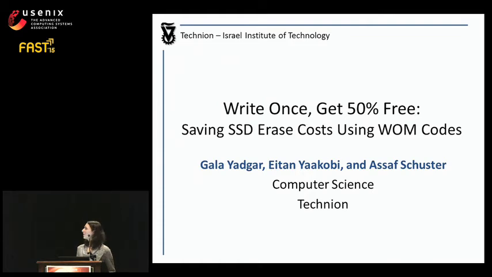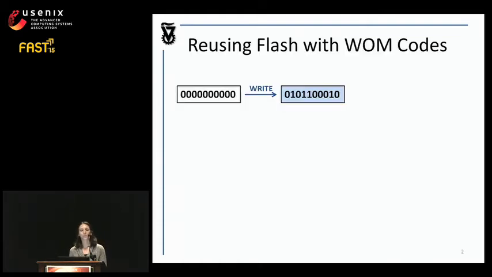Okay, thank you. So, flash pages come to the world when they're full of zeros, and when we want to write on them, we have to program some of those zeros into ones to hold that information that we want. When we want to write again, we can't, because we have to first erase the block that the page belongs to, and then we can start over the cycle again.